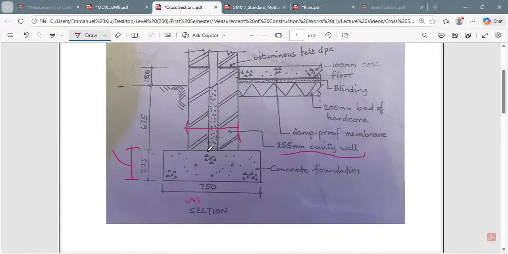At the end of the day, they only want to know the spread, the distance from here to here, and also the distance from here to here. These are the two distances, 1 and 2, and these are the spreads. So we are supposed to subtract the 225 from the 750, and then we see how to get the answer.